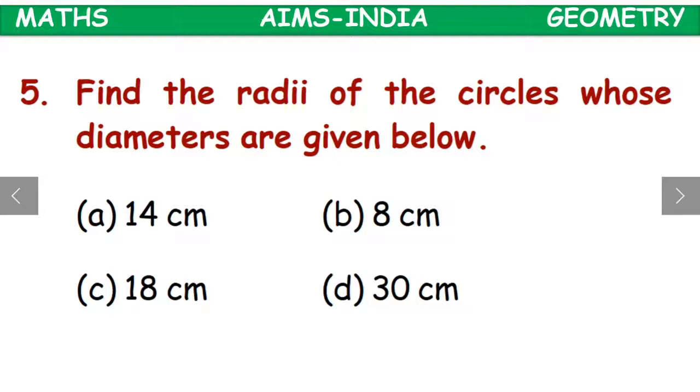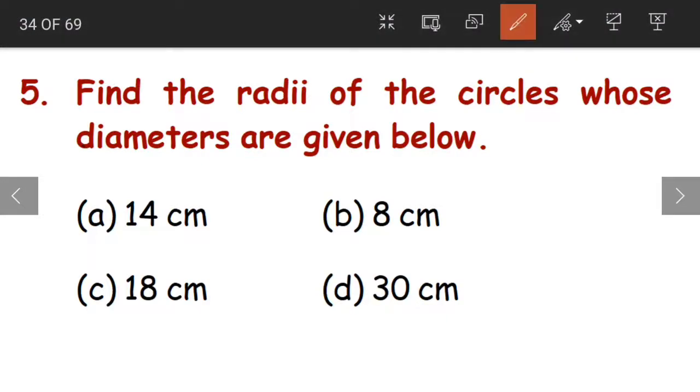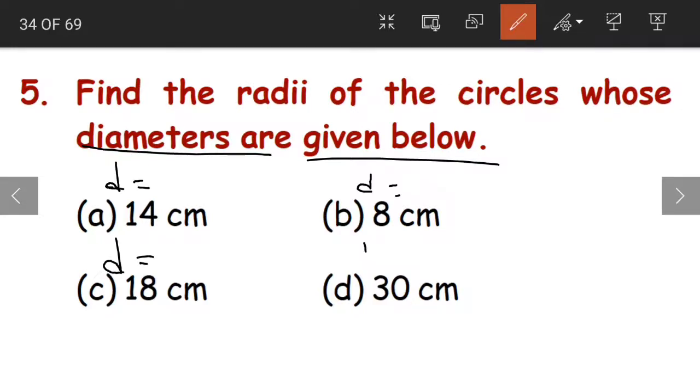Find the radii of the circles whose diameters are given below. What is given below? Diameters are given below. So that means diameter is equal to 14, diameter is equal to 8 centimeters, diameter is equal to 18 centimeters, and diameter is equal to 30 centimeters. The diameters for the given circles are already given.